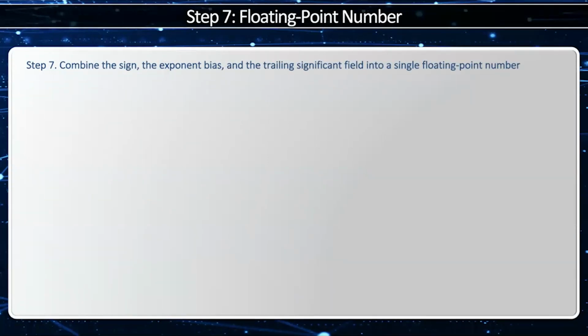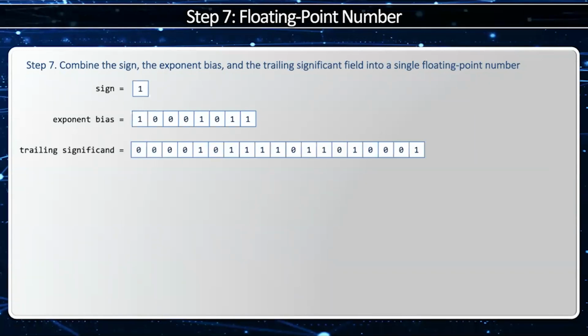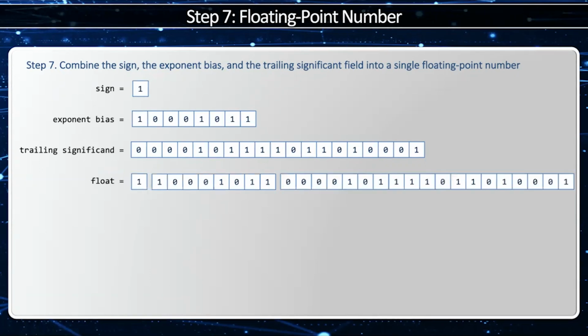Now, the final step is to combine the sign, the exponent bias, and the trailing significant field into a single floating point number. As a reminder, my sign was 1 because it was negative. My exponent bias was 100001011, from my previous step. And then my trailing significant field was, remember, we have the hidden 1 point, 000101111 and so on. So therefore, my floating point number will be 1 as my sign, my exponent bias, and then my trailing significant field. And that is my floating point number.